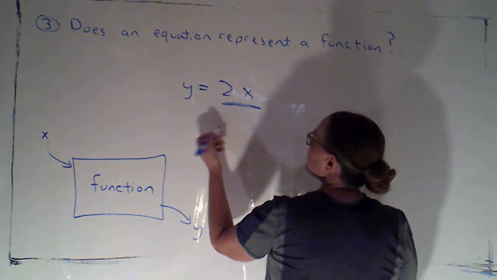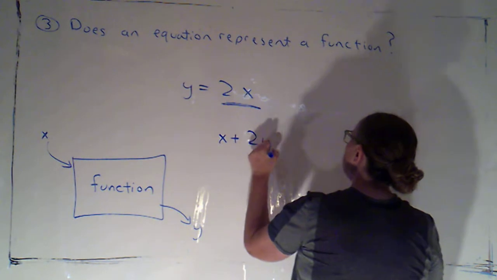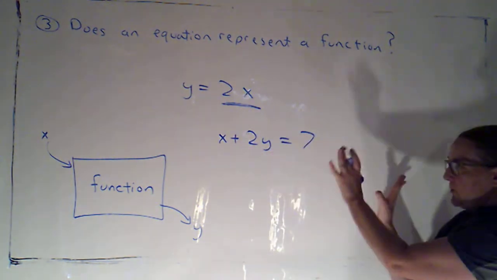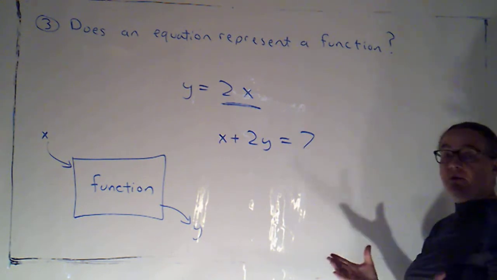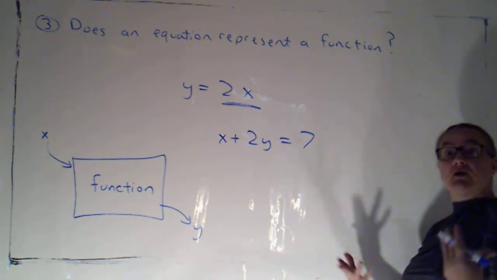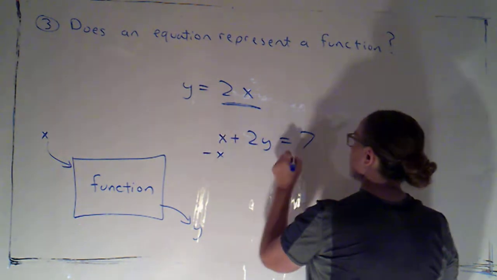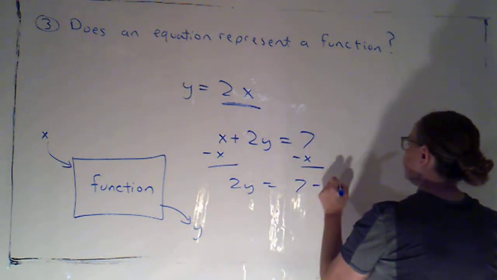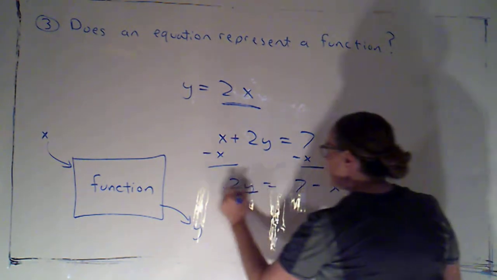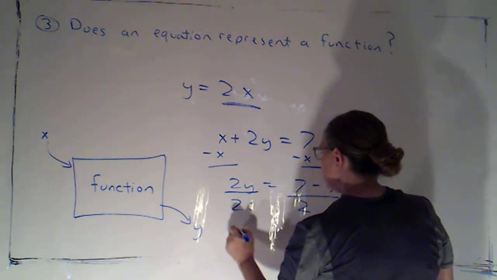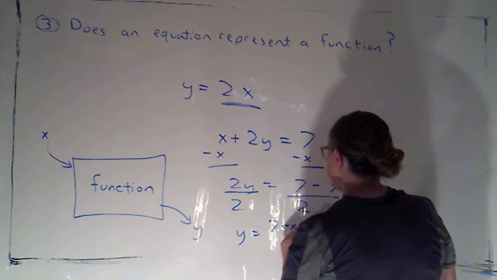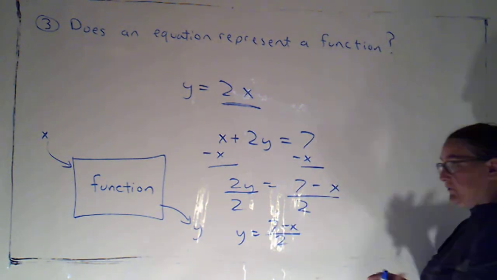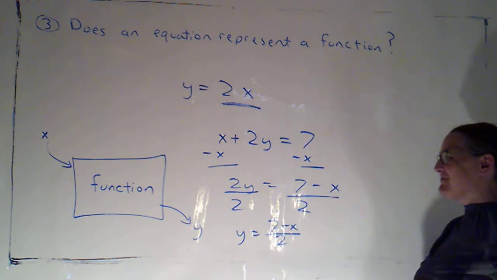Now, if I have an equation like this, let's say I have x plus 2y is equal to 7. Now here, it's a little bit harder to see because I don't have the y by itself, but I can do a little bit of manipulation. I could subtract x from both sides, so I get 2y is equal to 7 minus x, and then I could divide both sides by 2, so we get y is equal to (7 minus x) all over 2. Notice the whole thing gets divided by 2.